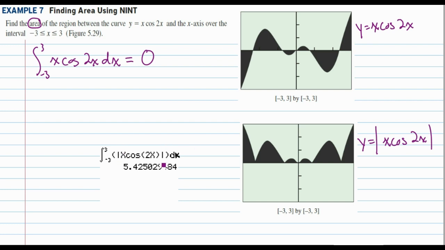This down here, though, would represent how we would do this on our calculator. All you have to do is take the absolute value of the function. As you can see, the absolute value of x cosine of 2x brings everything above the x-axis and makes it all positive. So if you take the integral from -3 to 3 of the absolute value, that's going to get you all positive area. So the area in between this curve and the x-axis isn't 0, it's 5.425 units squared.